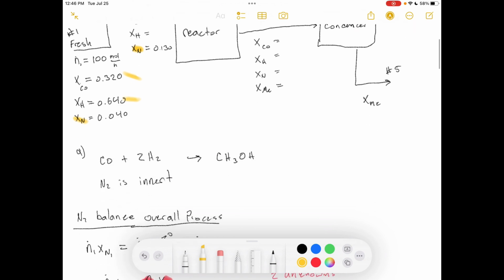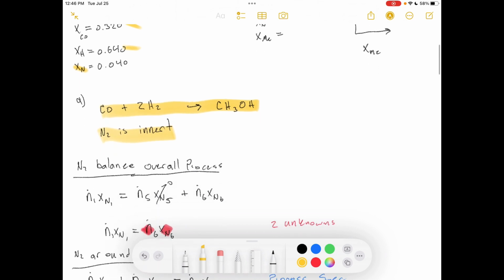Okay, so I'll write out my reaction, and I'll say, okay, nitrogen is not even part of the reaction, so I know I have a lot more information about nitrogen going in, because nitrogen is inert and it doesn't participate.